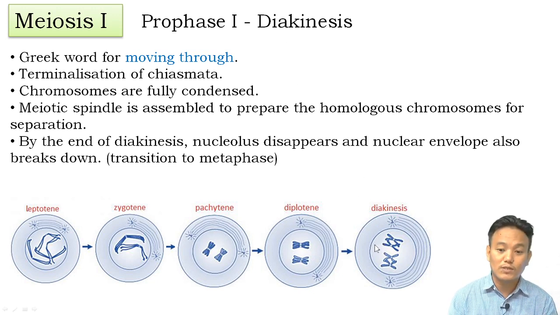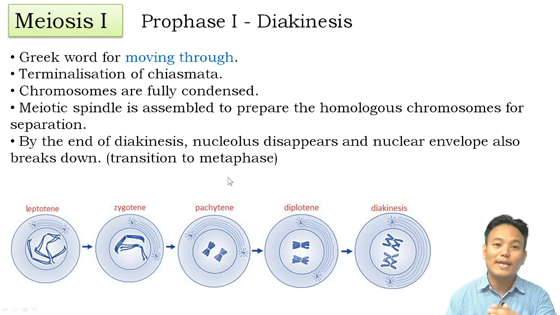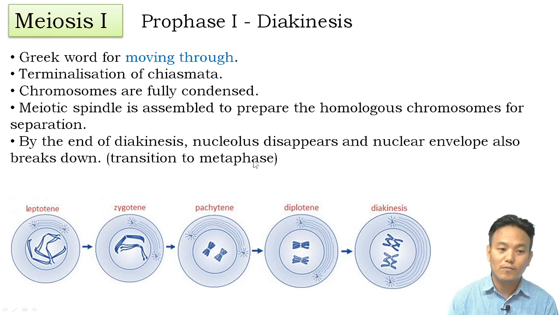the nucleolus disappears and the nuclear envelope starts to break down. It starts to dissolve. Diakinesis acts as a transition into the next phase, that is Metaphase I, from Prophase I. At the end part of Diakinesis, the nucleolus disappears, the nuclear membrane disappears, and the spindle fibers attach to the homologous chromosomes and start to pull each other. Okay, so that is about Meiosis I Prophase.